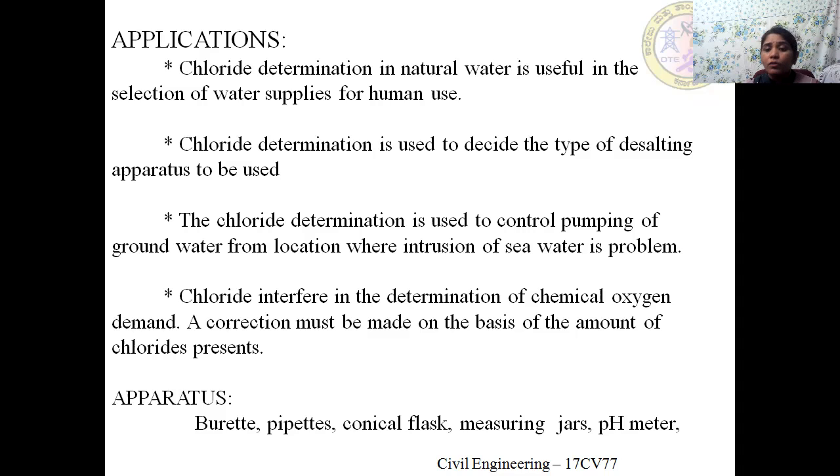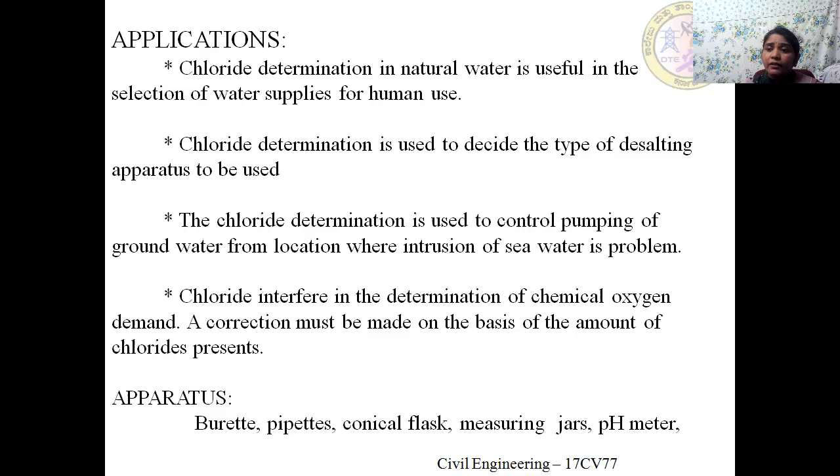The chloride determination is also used to control pumping of groundwater from locations where intrusion of seawater is a problem. Because people in coastal areas, to have fresh water, may be using a surface source or a groundwater source. But because there is an intrusion of seawater into such fresh waters, this will have imparted chloride content to these waters. So the determination becomes very important so that we can have control on the pumping of that groundwater in these coastal regions.